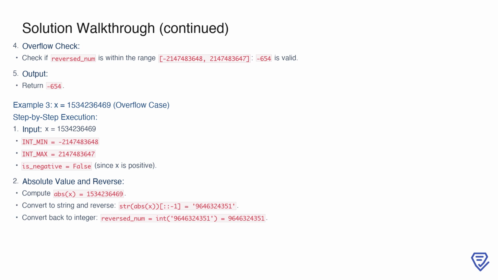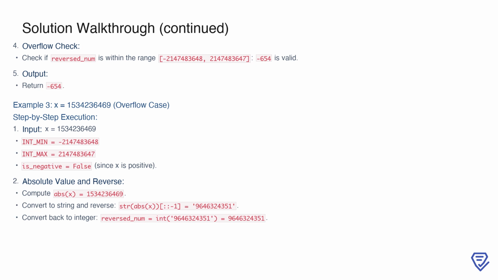Now, let's analyze an overflow case where x equals 1534236469. As always, we start by defining the 32-bit integer limits. Since x is positive, the is_negative flag is set to false. We calculate the absolute value of x, which is 1534236469. Converting this value to a string and reversing it gives 9646324351.